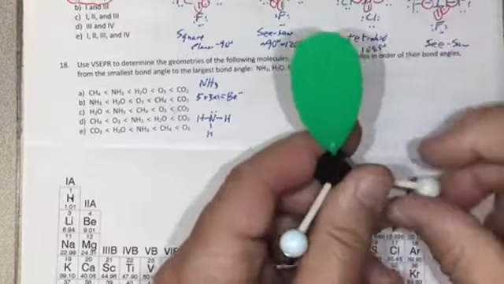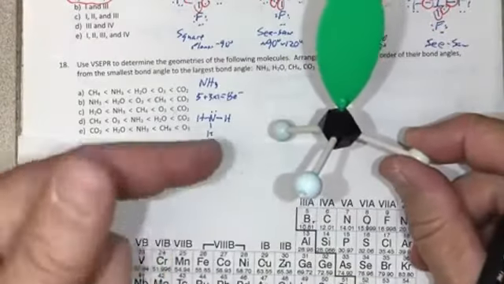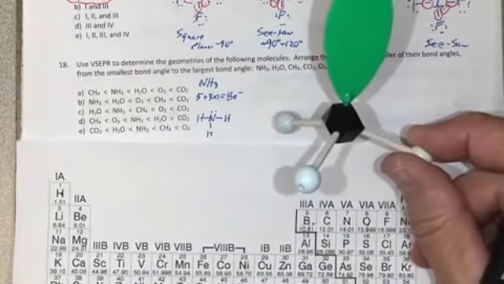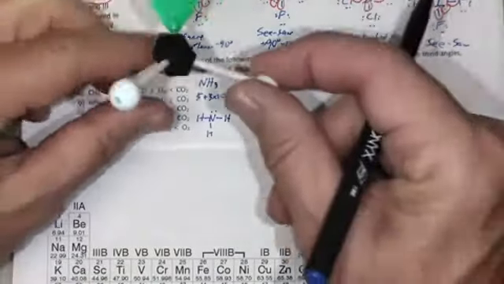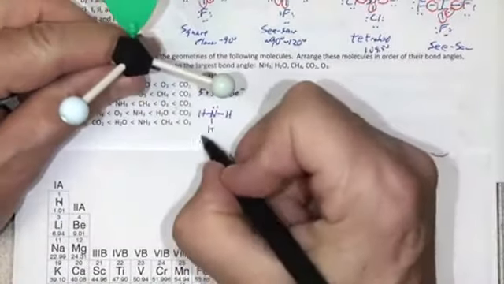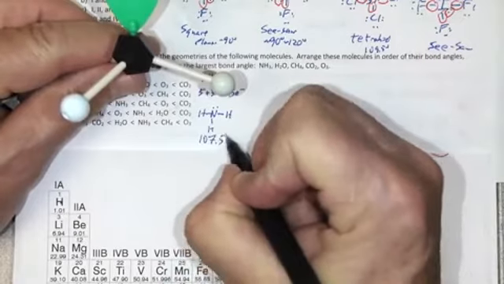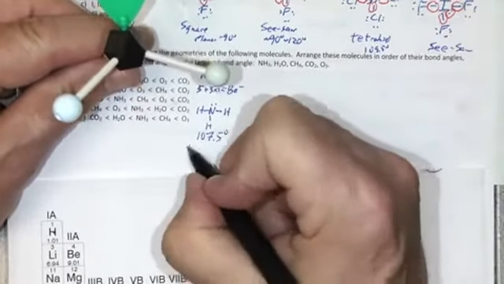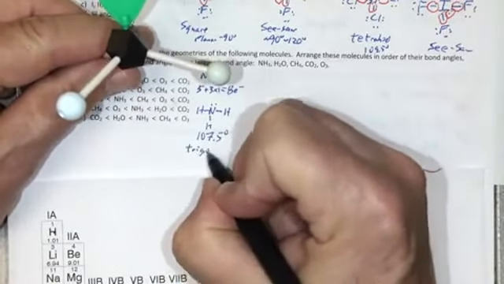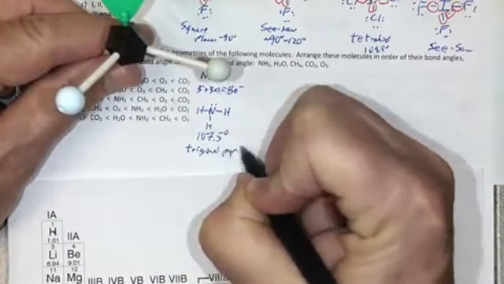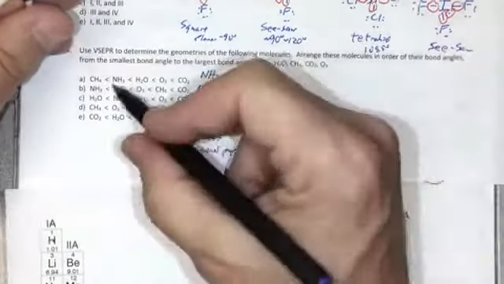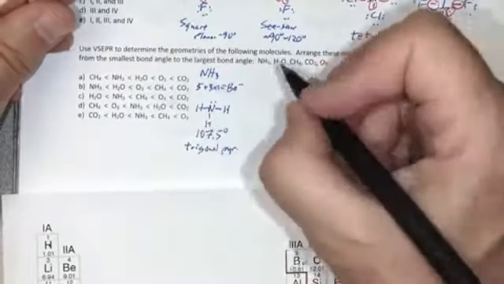One lone pair. Okay? And so this is approximately 109.5, but it's a little less than 109.5. Ammonia is actually 107.5 degrees. This is called a trigonal pyramidal shape. A trigonal pyramidal shape. Okay, so that's ammonia. Next we go to water.